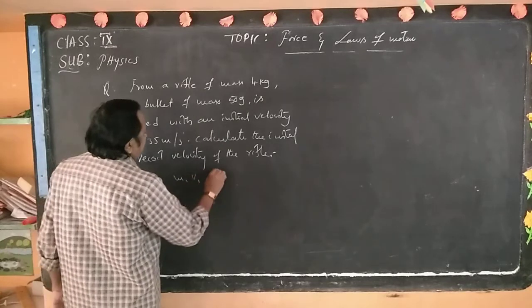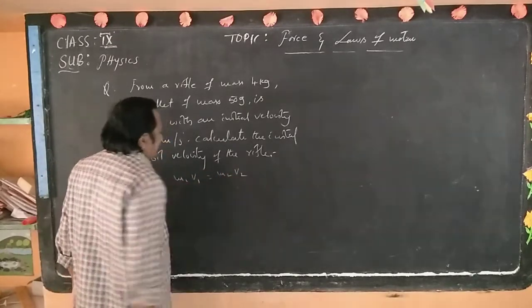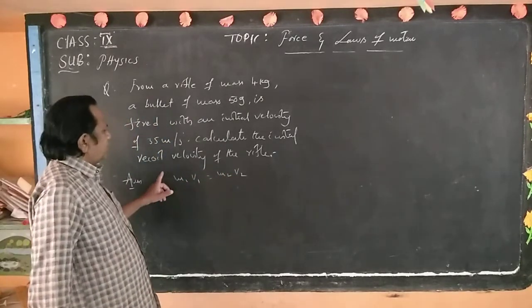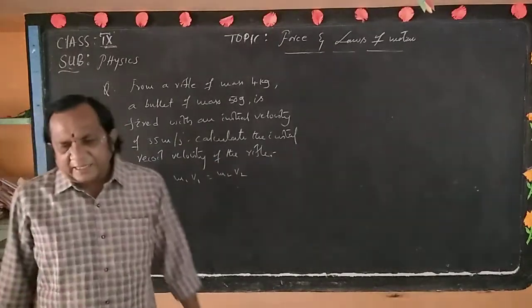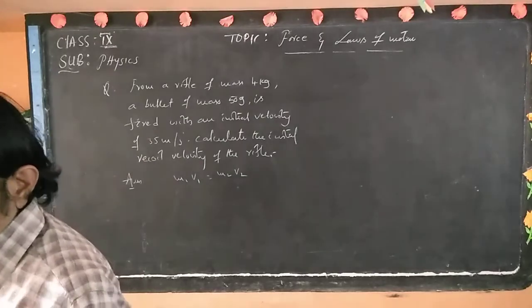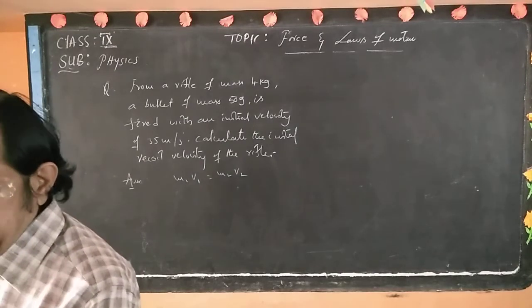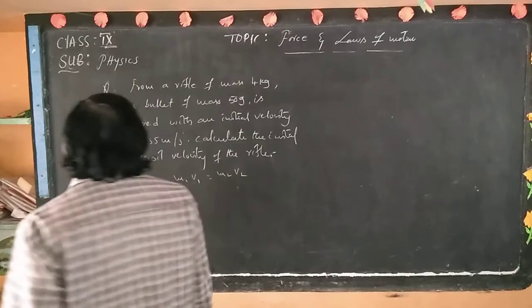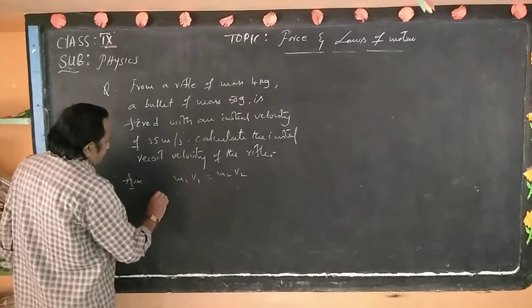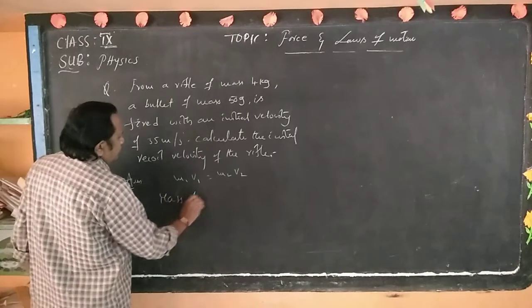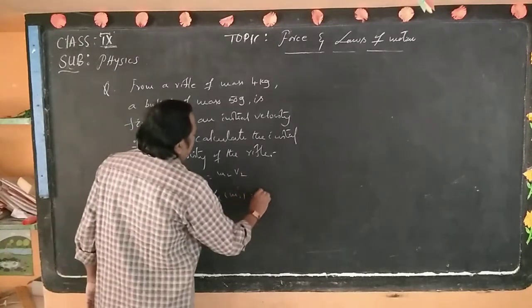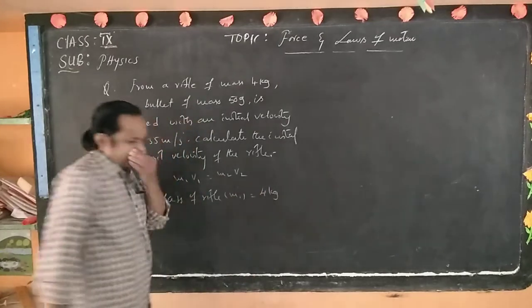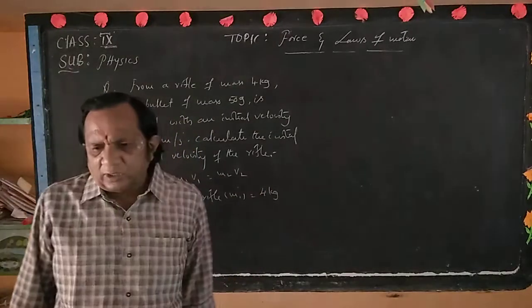So here the application is M1 V1 is equal to M2 V2. Like that also we have to write. That is, momentum of the rifle is equal to momentum of the bullet. Like that you have to consider. So by considering that we can calculate. Here mass of rifle M1 is equal to 4 kilograms.